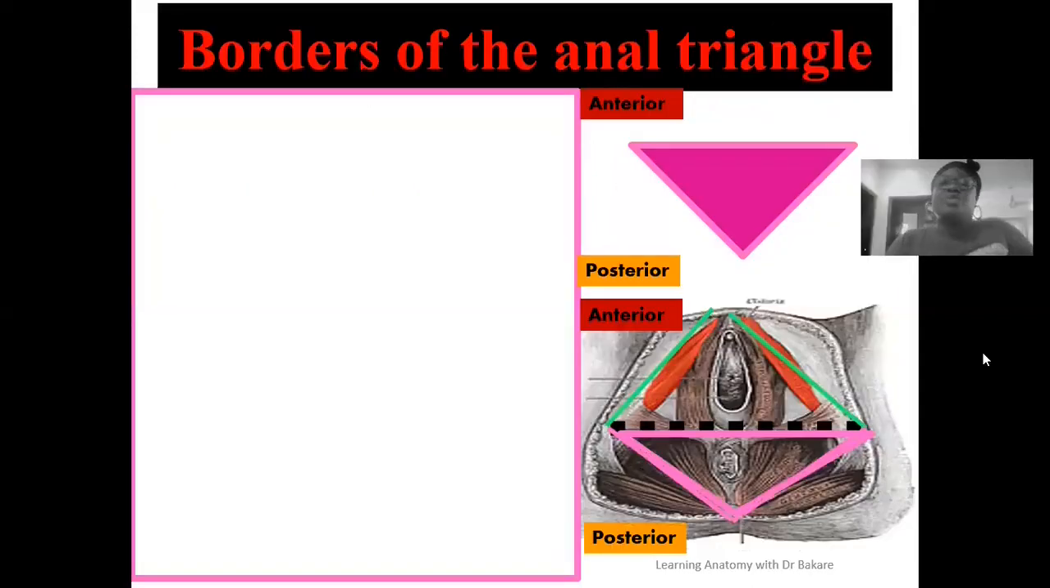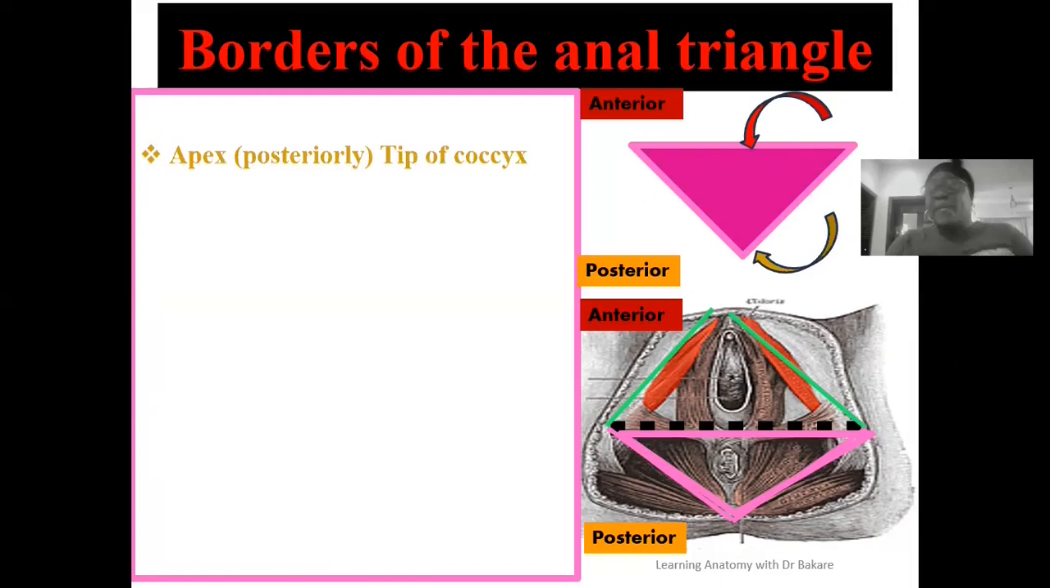Now let's drive through to the borders of the anal triangle. Now we know that the anal triangle is a triangular space, which means that it is a three-sided region. If you try to use this image up here to represent the triangular configuration of the anal triangle, you see that the apex here is directed posteriorly, while the base is facing anteriorly. The apex of the anal triangle is directed posteriorly, and this is as a result of the configuration that it presents around the posterior region of the perineum. So this apex, using this lower image, is formed by the tip of the coccyx.